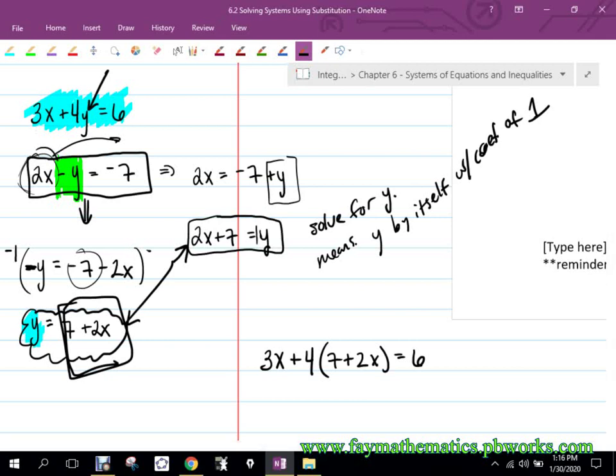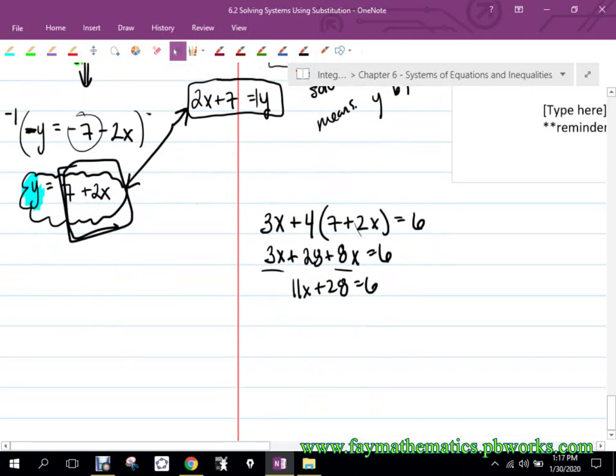Questions on that? What's next step? Distribute, so I get 3x plus 28 plus 8x equals 6. 3x plus 8x is 11x, plus 28 is equal to 6. Subtract 28 from both sides. What's 6 minus 28? So 11x equals negative 22. x then is equal to negative 2.